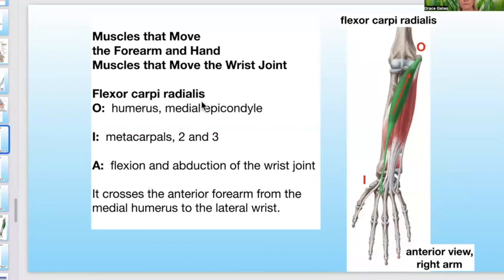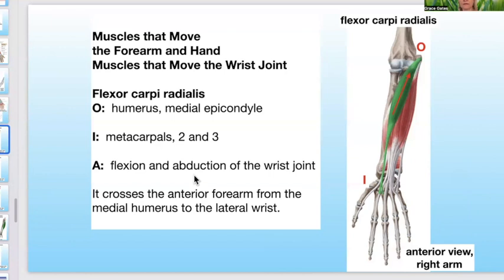The flexor carpi radialis. The origin is the humerus, the medial epicondyle. The insertion is the metacarpals 2 and 3. The action is flexion and abduction of the wrist joint. And if you look at the origin and the insertion, you can see that it makes kind of a big strap that crosses the anterior forearm from the medial humerus to the lateral wrist. And you can understand how it would cause flexion of the wrist.